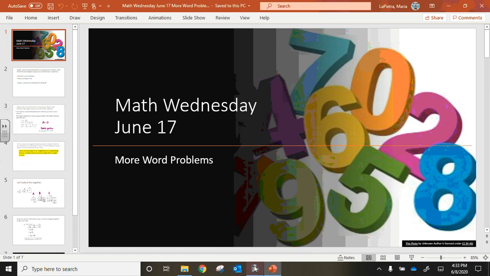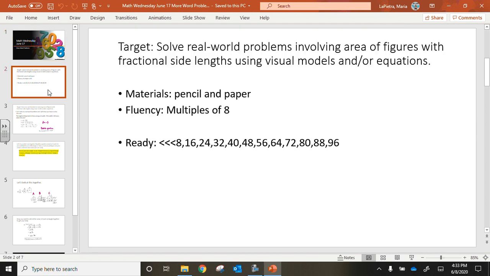Hi everyone, this is Math for Wednesday, June 17th, more word problems. Our target today is I can solve real world problems involving areas of figures with fractional side lengths using visual models and/or equations. So instead of just whole numbers, these will be fractions with side lengths, and we will find the area for these. Make sure you have a pencil and paper ready.